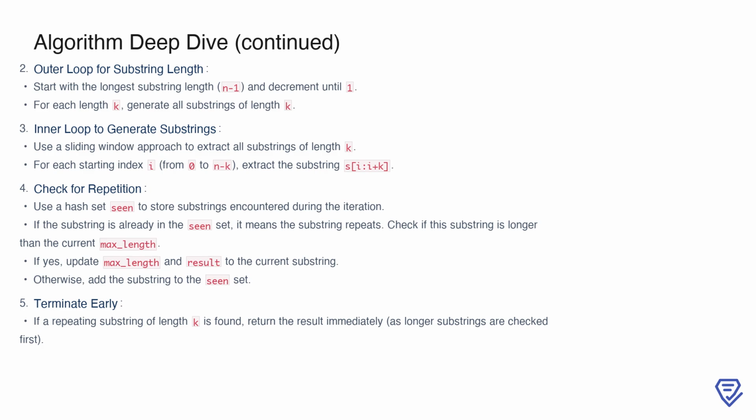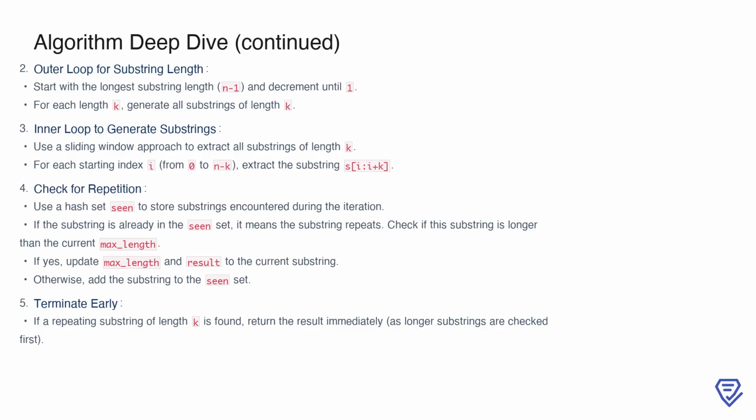To check if a substring repeats, we use a hash set called seen. If the substring is already in the set, it means we've encountered it before, so it's a repeating substring. In that case, we check if it's longer than the current max_length. If it is, we update both max_length and result to reflect this new substring. If the substring is not in the set, we simply add it to seen and continue.